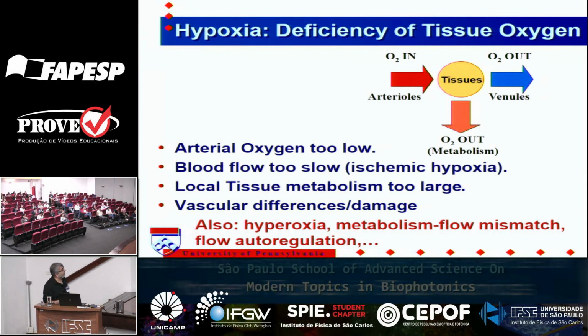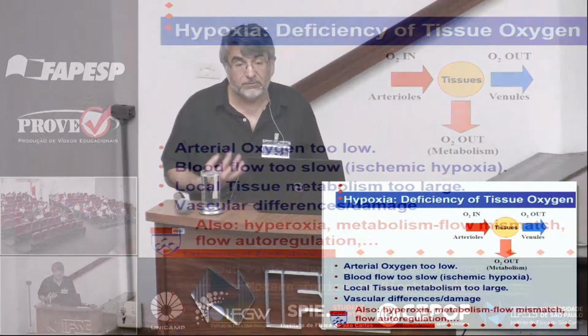So you can think about your oxygen coming in through your arterioles, the tissue does work, and then the leftover goes out through your venules. If the arterial oxygen is too low, you're on a mountain or something, you'll have a deficiency of oxygen. If your blood flow is too slow, you can have ischemia or clotting, then you might also have hypoxia. If your metabolism is too big, you can get hypoxia. There are lots of different ways you can get it, but often that's a situation that's not that good, and clinicians want to know about it.